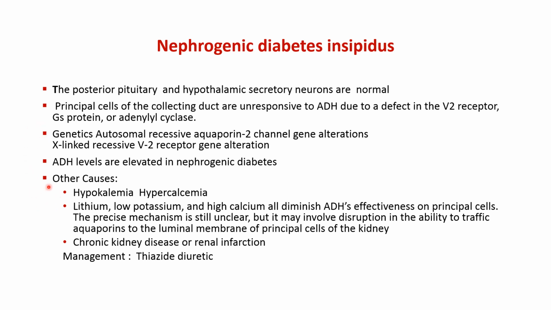But we sometimes have metabolic changes that may affect the concentrating ability of the kidney, like hypocalcemia, hypercalcemia, and lithium. Apparently, these somehow diminish the effectiveness of ADH action on the principal cells, but how they work is still not known. They may disturb the trafficking, the sequestering and the insertion of the water channels in the luminal membranes of the principal cells.